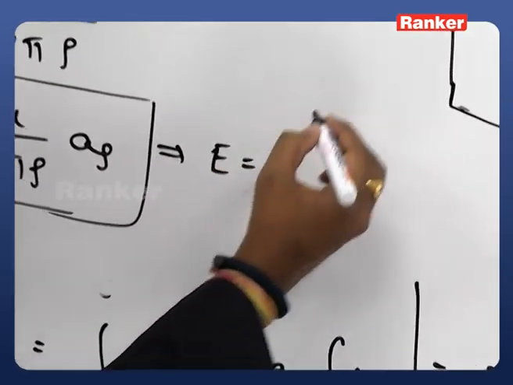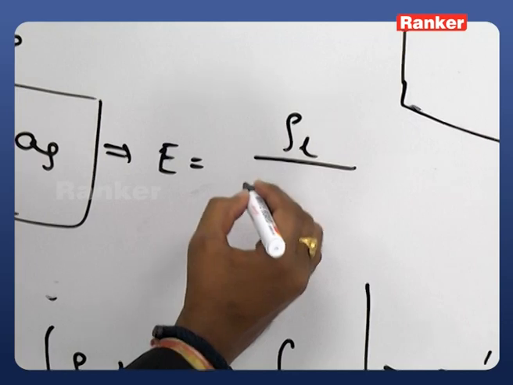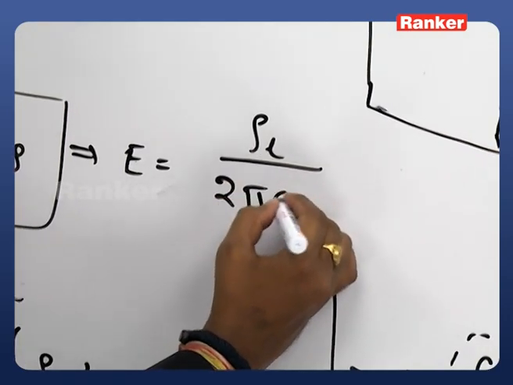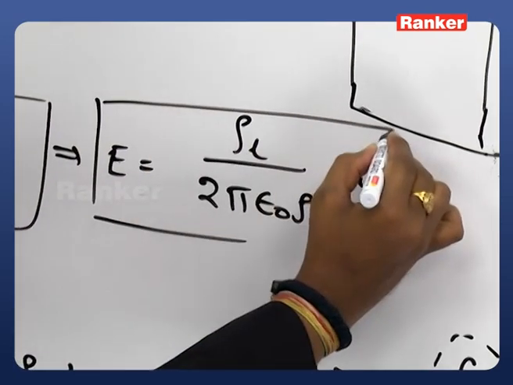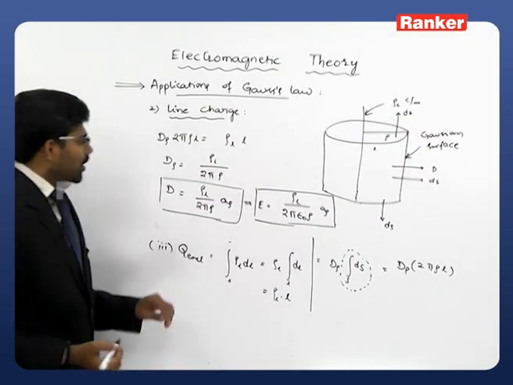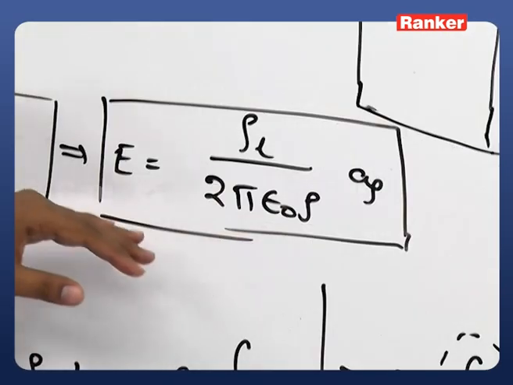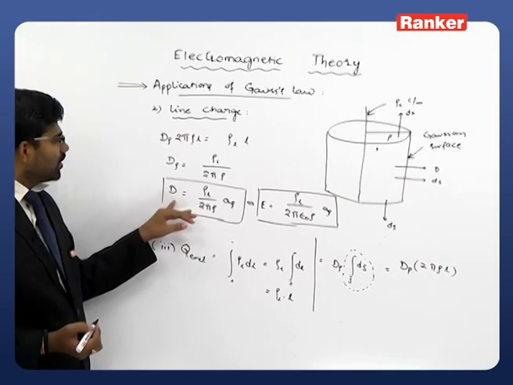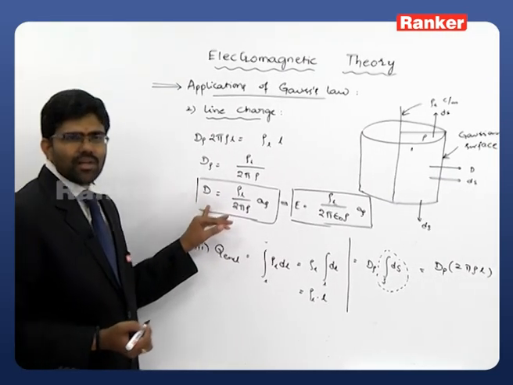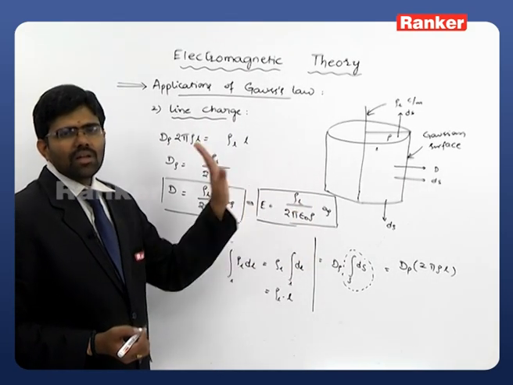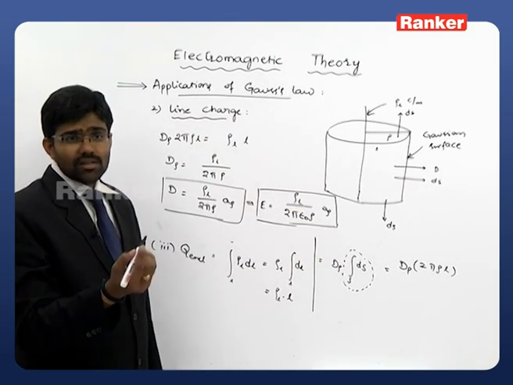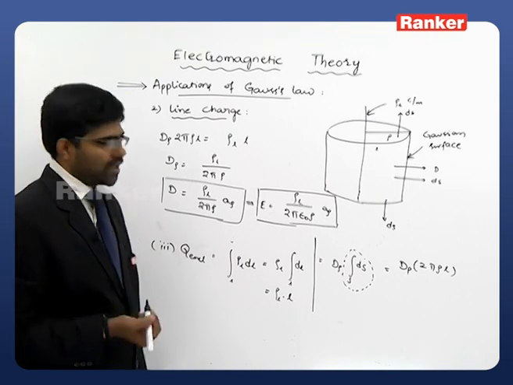The electric field intensity can be simply obtained as E = rho_L by 2 pi epsilon naught rho a_rho. So that is the equation of electric field intensity and the equation of our electric flux density that we got here. These two can be very easily obtained using our Gauss law for line charge. Now we will discuss one more example, that is surface charge.